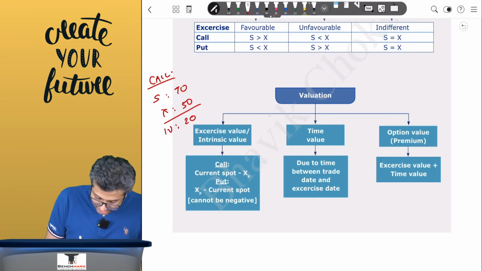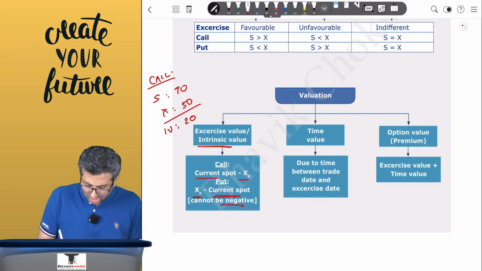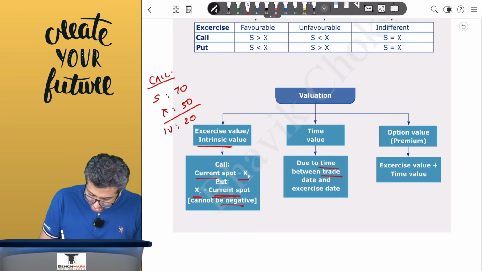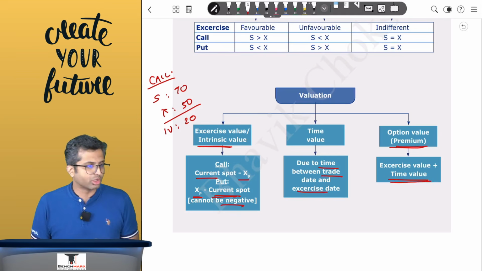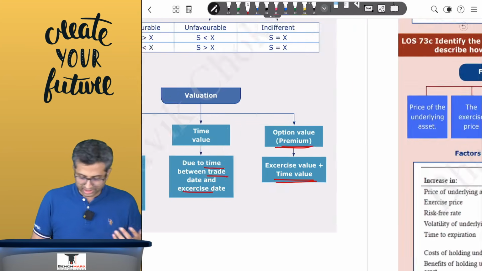So when you look at exercise value or intrinsic value, for a call option it is current spot minus exercise price, like 70 minus 50. For a put option it is exercise price minus spot price, and it cannot be negative. Time value is due to the time between the trade date and the exercise date, and option value, that is the premium, will be the sum total of both of them. When you go to level 2, you will do a lot of option valuation like Black-Scholes, etc.